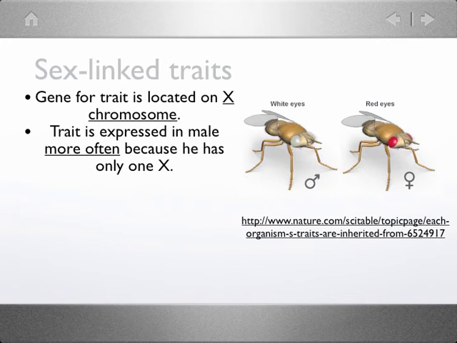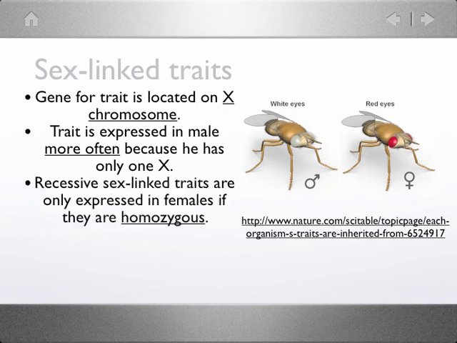But males, because they only have one X, can't mask it. So the minute they get a bad gene, they are going to show a bad gene. So statistically, it's easier for a male to get a bad sex-linked trait because all you need is one bad gene. So recessive sex-linked traits are only expressed in females if they are homozygous.